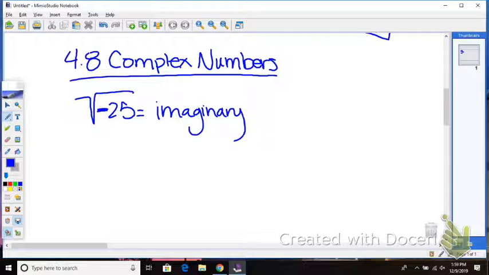So what I want you to write down, I want you to put a big star, and I want you to put the square root of negative 1 equals i. i stands for imaginary, because imaginary numbers are still important. They still tell us something about our graph when we use them to graph. But today we're just going to look at adding, subtracting, and multiplying complex numbers, which are imaginary numbers.